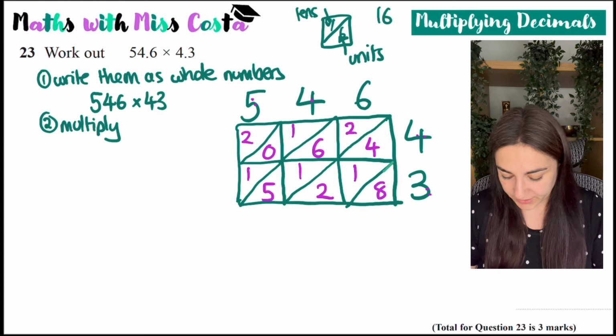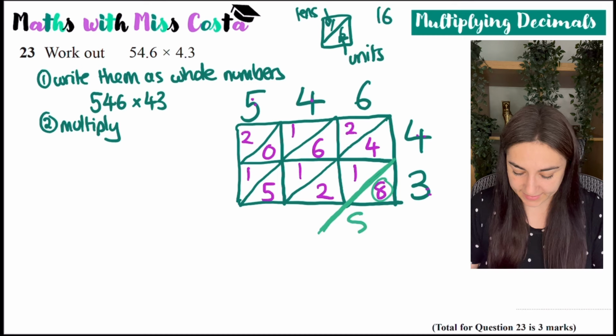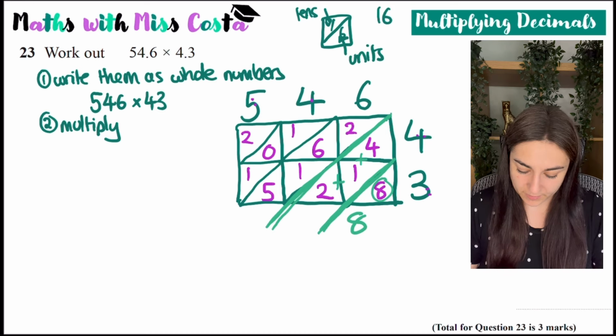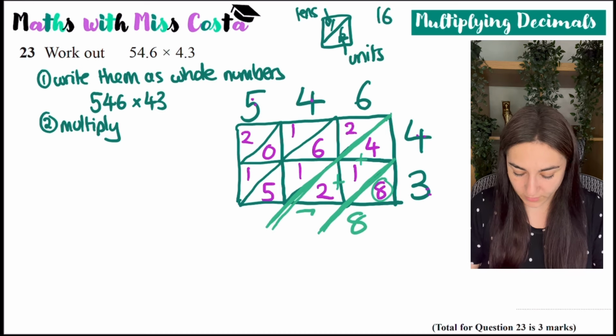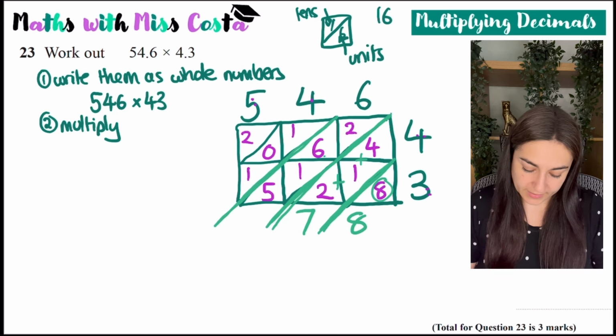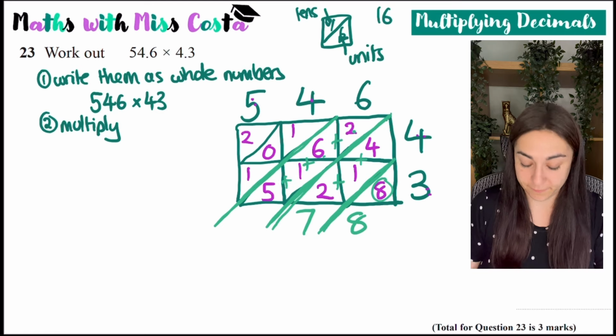Now then, I just go along the diagonals. So this diagonal here, everything under that, it just amounts to 8. So I write 8 over here. My next diagonal, so what is in between this diagonal and this diagonal? 2 plus 1 plus 4, so that's 3 plus 4 is 7. Then I've got my next diagonal. So 6 plus 2 is 8, plus 1 is 9, plus 5 is 14.